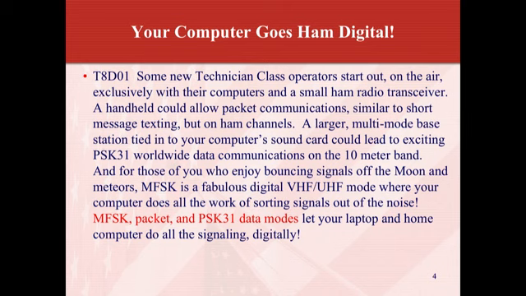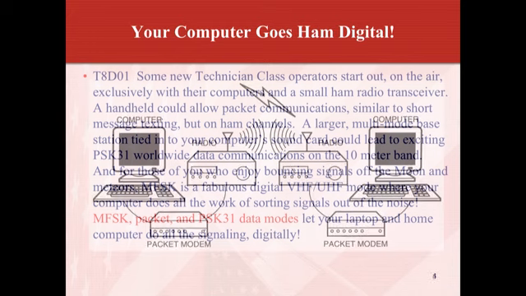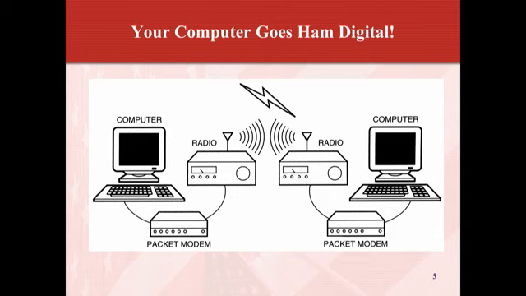PSK31 is really cool. So is the 10-meter band. And for those of you who enjoy bouncing signals off the moon and meteors, MFSK is a fabulous digital VHF UHF mode, where your computer does all the work sorting out the signals and your noise. MFSK, packet and PSK31 data modes let your laptop and home computer do all the signaling digitally. You kind of nudge it along, essentially. So this would be an example of how to connect your computer to a radio using packet.